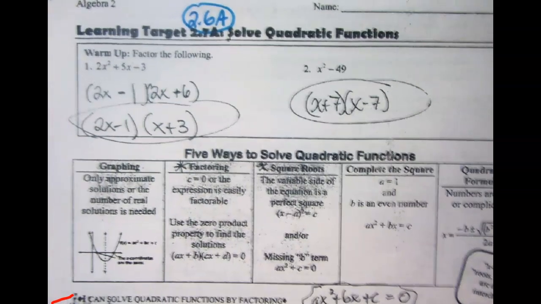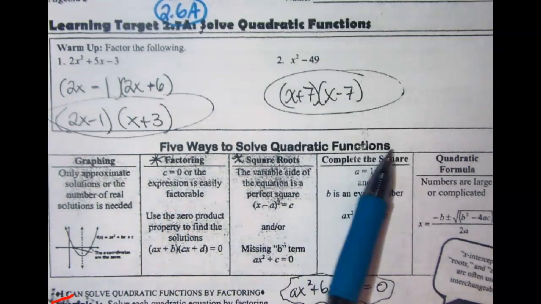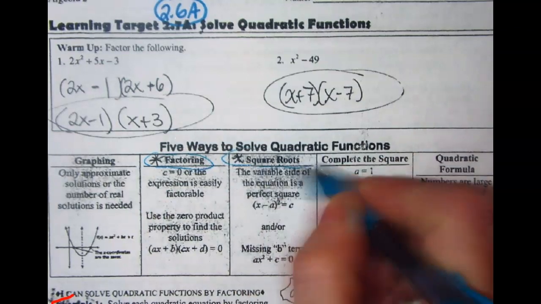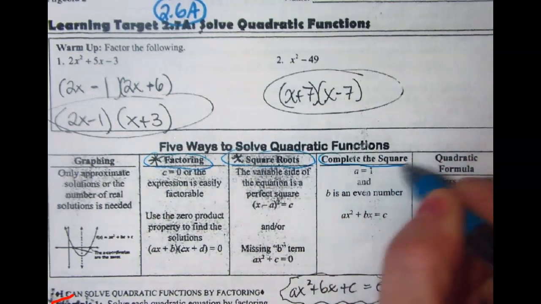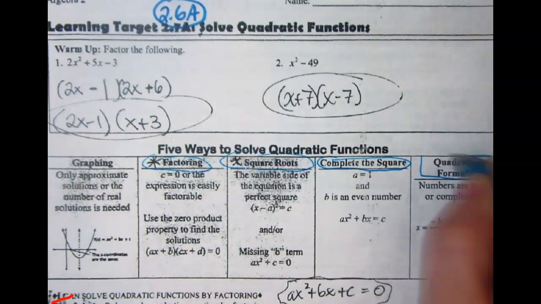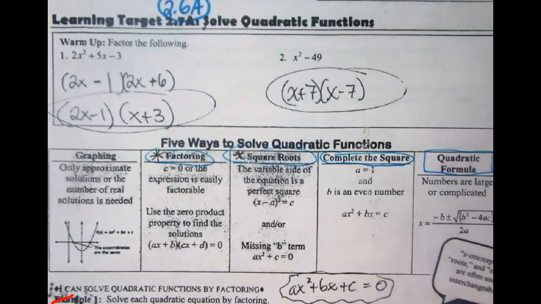This is Part 2, and we're looking at different ways to solve a quadratic. Our first one was factoring, and then we did square roots, and we also did completing the square, and then the last one that we talked about was the quadratic formula. Again, this should be in your notes packets with examples of how to do each.